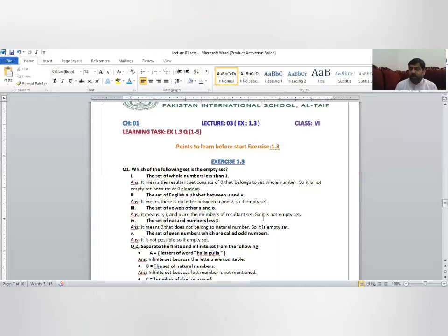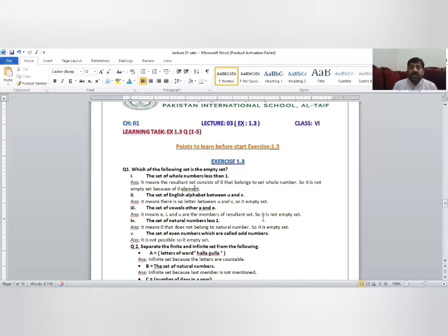Right? Now part number 4, the set of natural numbers less than 1. Note here that natural numbers start from 1, and the value we have to take is less than 1. Less than 1 is 0, but 0 is not a part of the natural numbers. So the resultant set will be the empty set. Dear student, for number 5, the set of even numbers which are also odd numbers. That is not possible. There is no such number, no value that we can consider even as well as odd. So that is why it is the empty set.